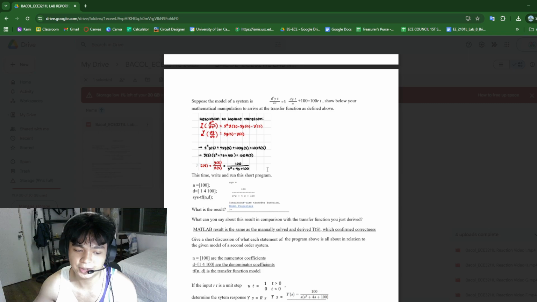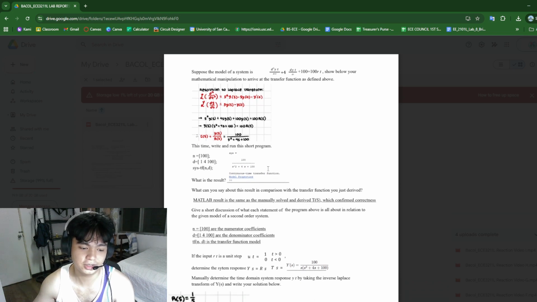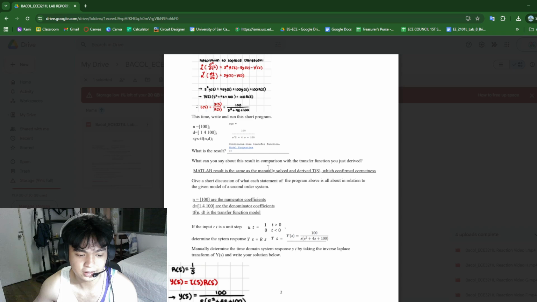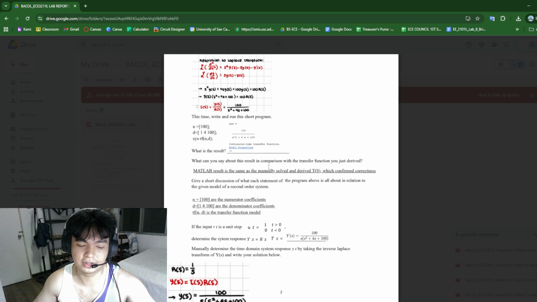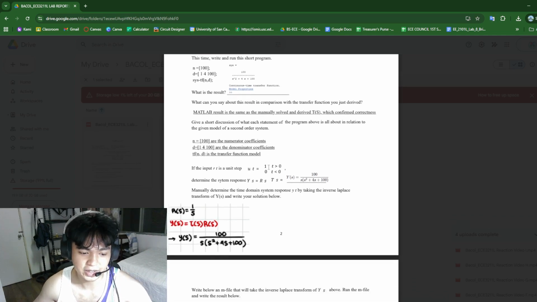After applying the Laplace transform, I got T(s) equals 100 over s squared plus 4s plus 100. Then I verified using MATLAB by defining n equals 100 and d equals [1, 4, 100]. The results matched my manual solution, confirming that my transfer function is correct.